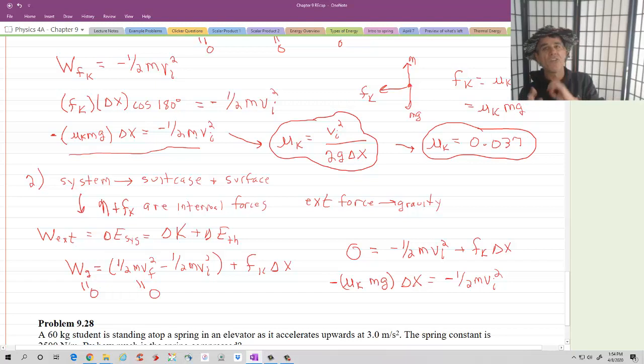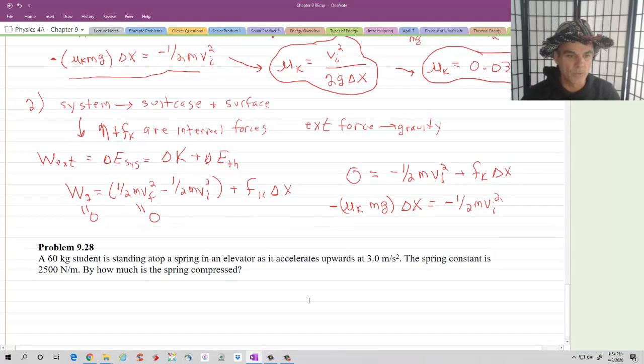So in one case, I only included the system as the suitcase. All forces were external forces. And I couldn't include thermal energy because I didn't have the floor as part of the system. Now, second case, I've included as a system the suitcase and the floor or the surface, which means the normal force is now an internal force, and so is kinetic friction. But now I can include thermal energy.